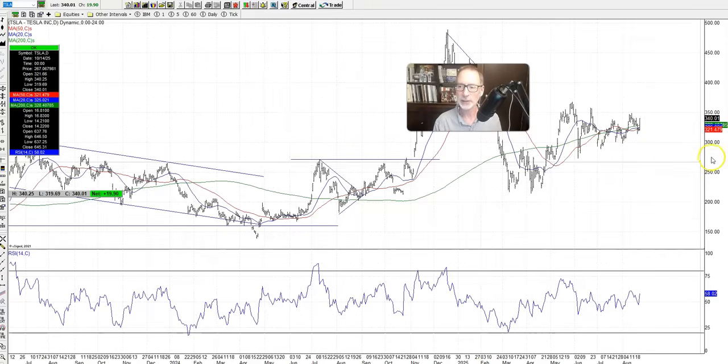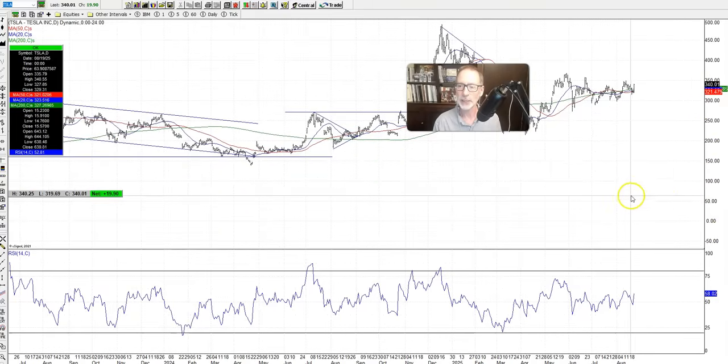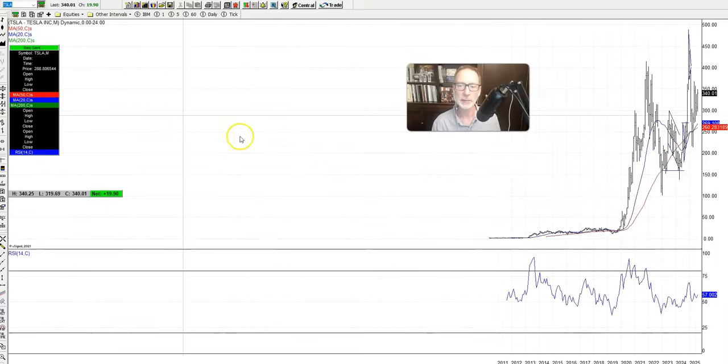Okay, let's look at the chart. Let's look to see where $50 is all the way down here. Okay, in one year's time, it hasn't hit $50. And when was the last time Tesla hit $50? That was in 2020, right around COVID. And so there you go.